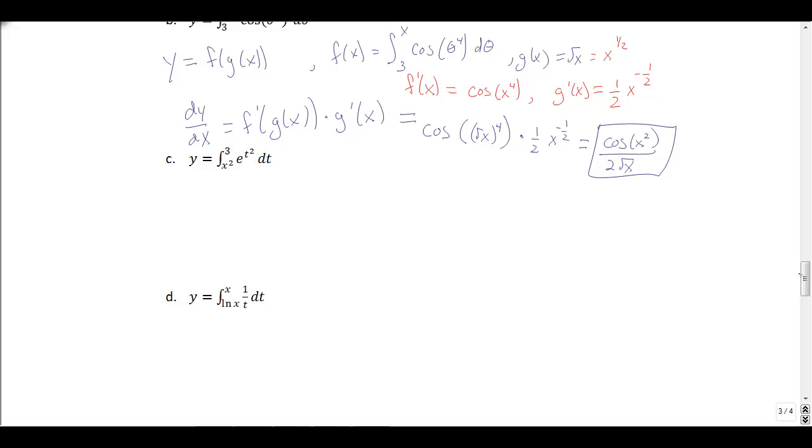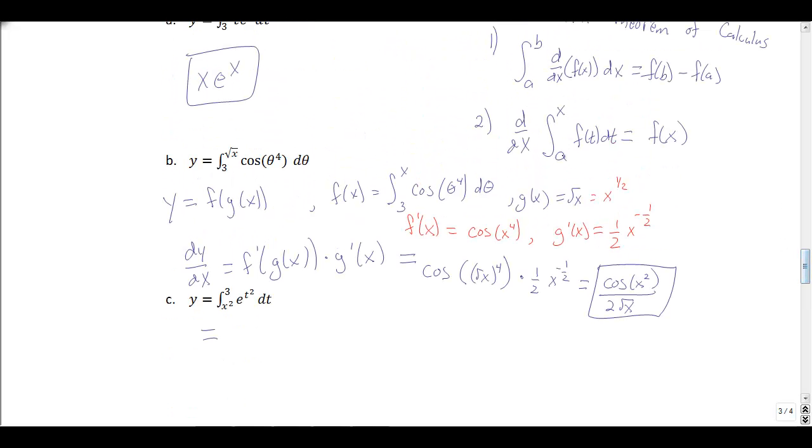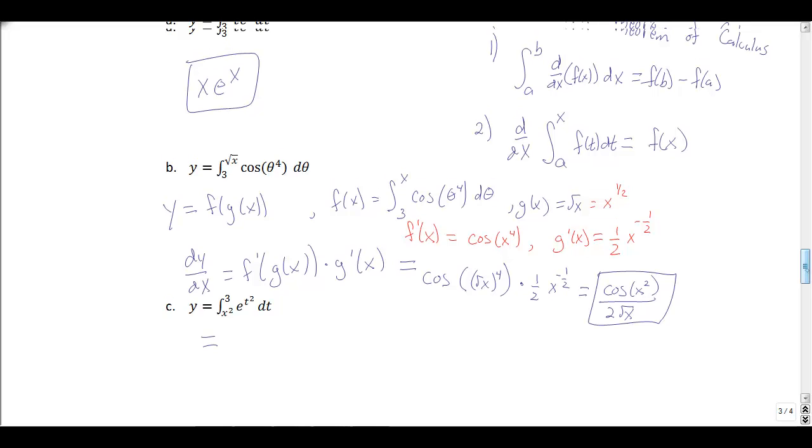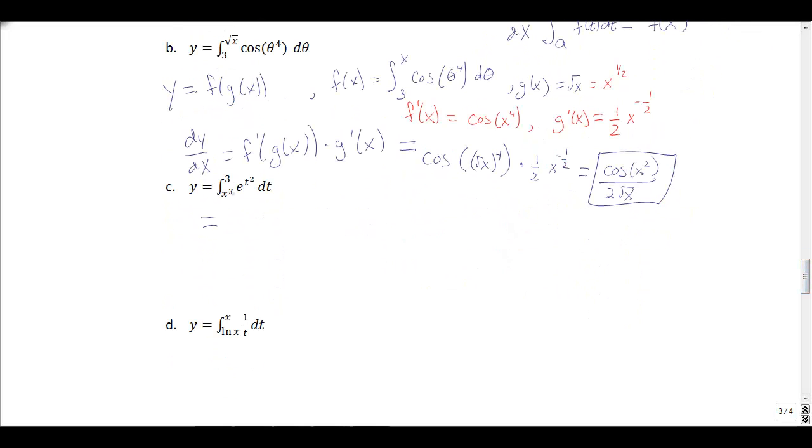Next one. Similar idea, but there's another twist here. My bounds don't match up. So the fundamental theorem of calculus says I have to start at a constant and go to x. We don't have an x there, but the constant's the top one. So the first thing I'm going to do is say this is negative the integral of, switch the order of the bounds, 3 to x squared, e to the t squared dt.